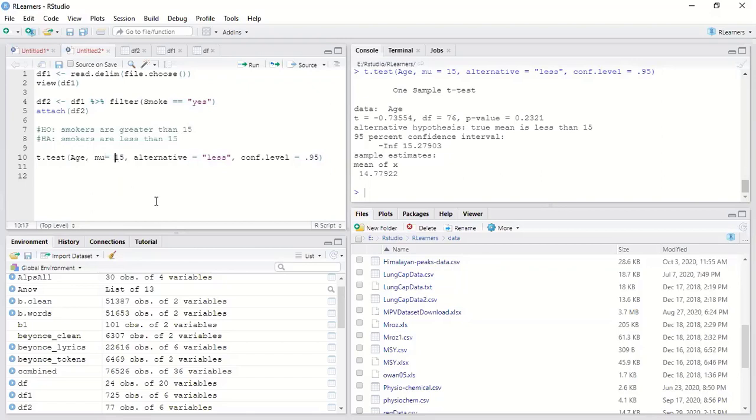Let's put the mu is equals to 15. Okay. Let's say the alternative, let's say this was greater. What would happen? Let's see.